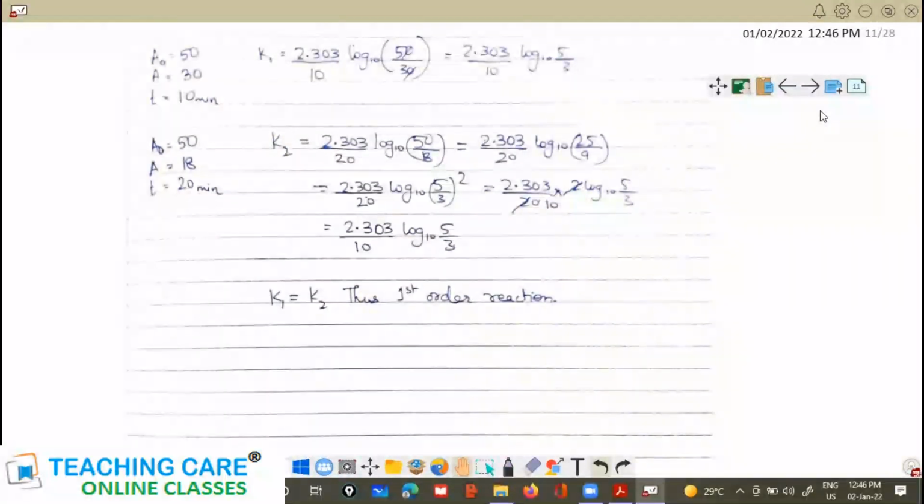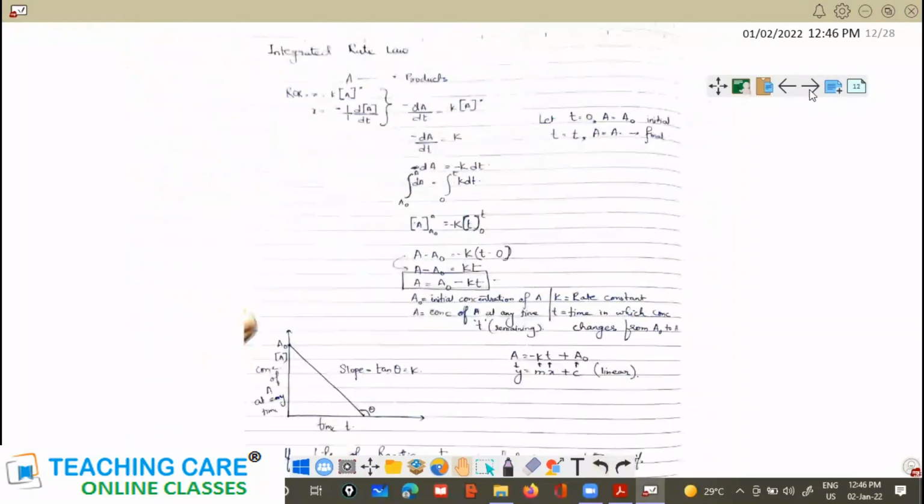Got my point? Yes, ma'am. Okay. And then progressively, we have to keep changing the value of K based on which formula we're using, right? So if first order fails, how do we find out, ma'am? That is, we get different values of K.